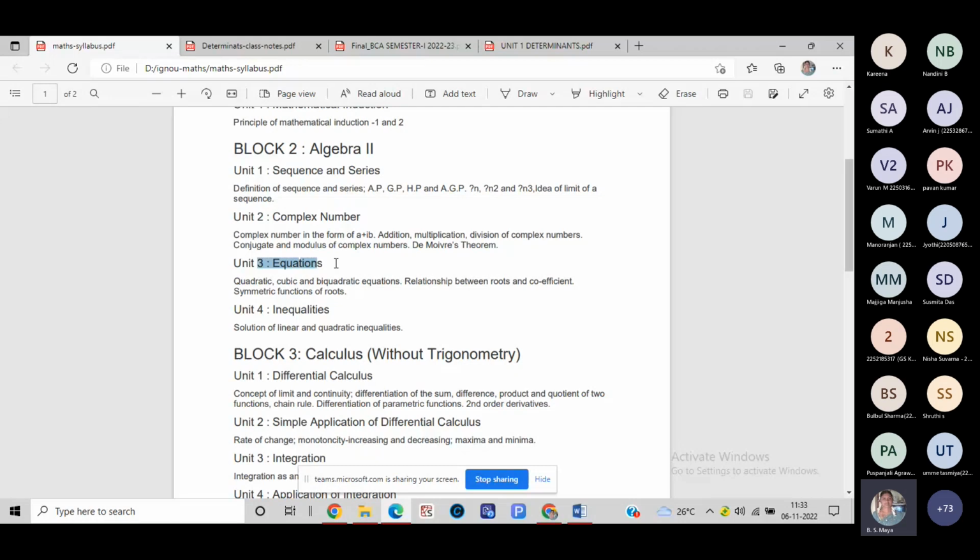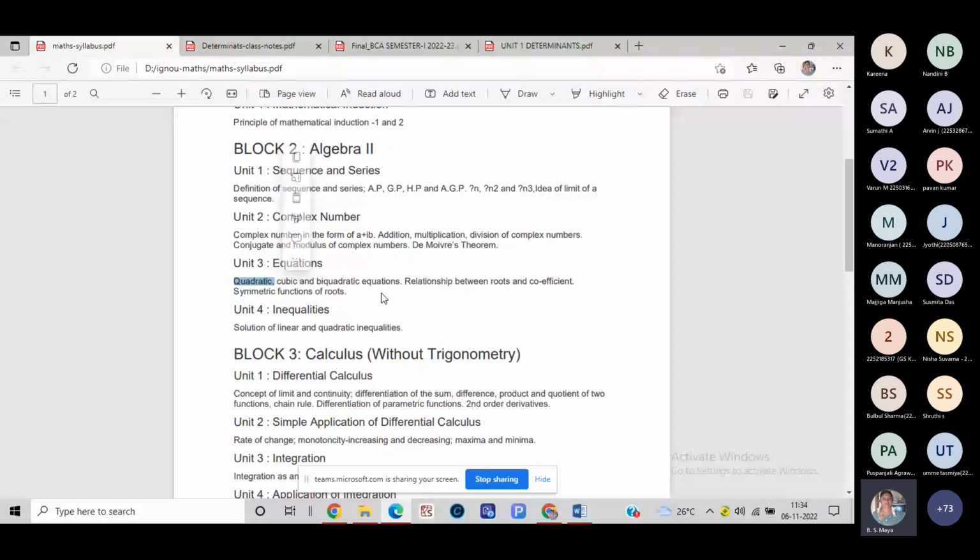Next, we have equations. We know only linear equations, but you have different types of equations. Let me go through what the differences are. We have three types of equation: quadratic equations, cubic equations, and biquadratic equations. Under quadratic equations, we have three terms.